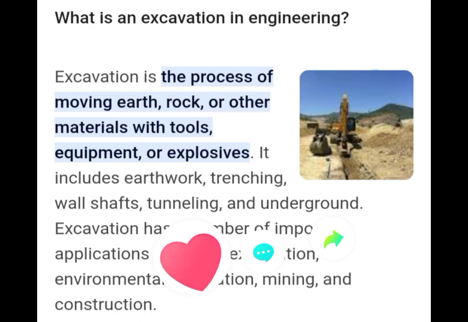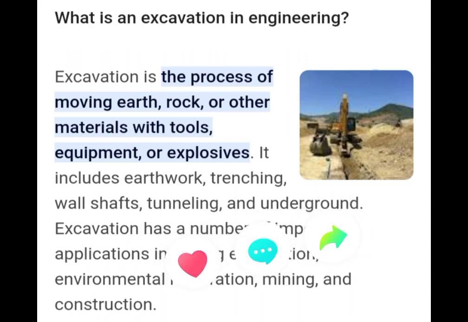What is an excavation in engineering? Excavation is the process of moving earth, rock, or other materials with tools and equipment. It includes earthwork, trenching, wall shafts, tunneling, and underground excavation. It has a number of important applications, including exploration, environmental research, restoration, mining, construction.